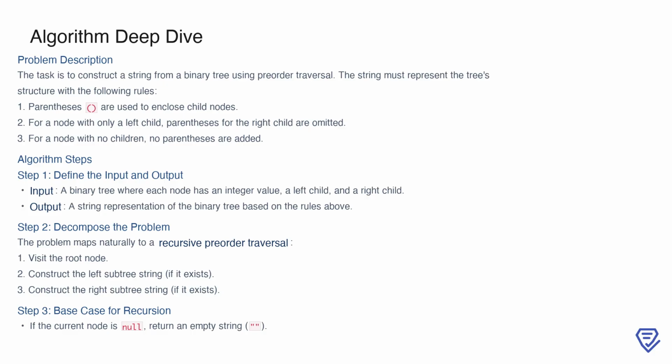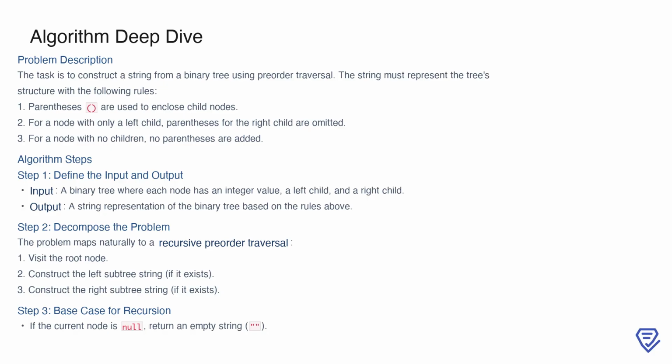To solve this, we start by defining the input and output. The input is a binary tree where each node contains an integer value and pointers to its left and right children. The output is the string representation of the tree, formatted according to the rules we've discussed.